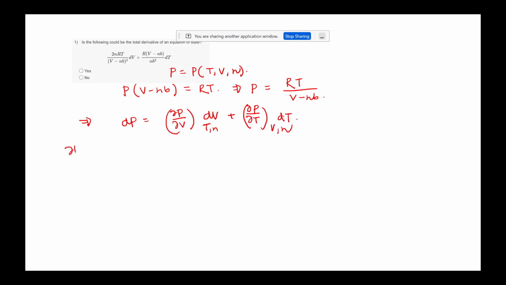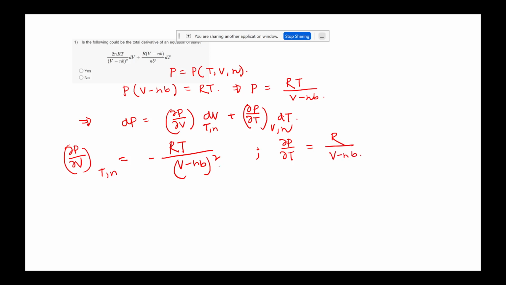So what is del p del v at constant T and n? It will be minus RT by (v minus nb) the whole square, right? And del p del T is R by (v minus nb). So this is the thing, and this is not coming here, right?